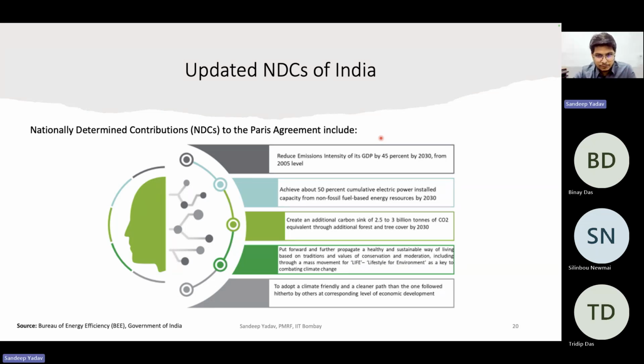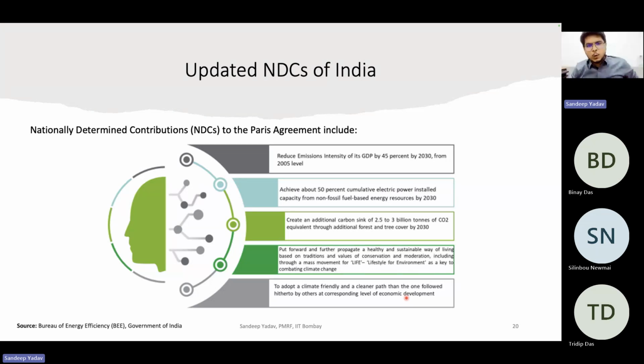Once again, achieve about 50% of the cumulative electric power installed capacity from non-fuel based energy sources by 2030, and create an additional carbon sink of 2.5 to 3 billion tons of CO2. Further propagate a healthy and sustainable way of living. This is recently added. That's why it's called updated. And the lifestyle and the environment as a key in combating climate change. To adopt a climate friendly and cleaner path than the one followed heretofore by others at a corresponding level of economic development.